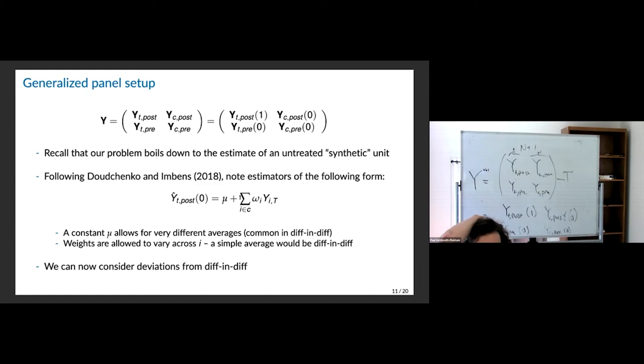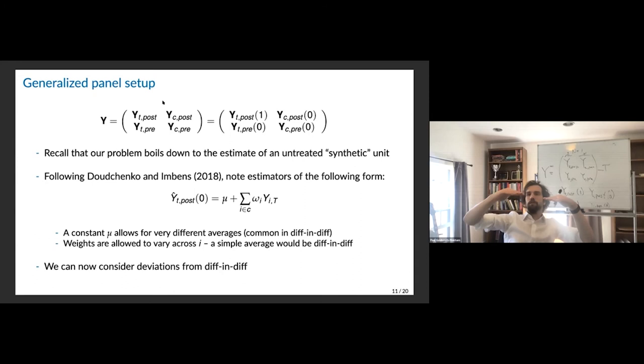Just to get this back into the world we've seen already, a constant mu would be allowing the averages to be very different. It allows for two things that are on very different levels. So you'd have an average of 10, and the other one an average of 25, and you're allowing for a sharp difference across the two, which is extrapolating a little bit. That's very common in difference in difference. You're allowing for big differences across a group.